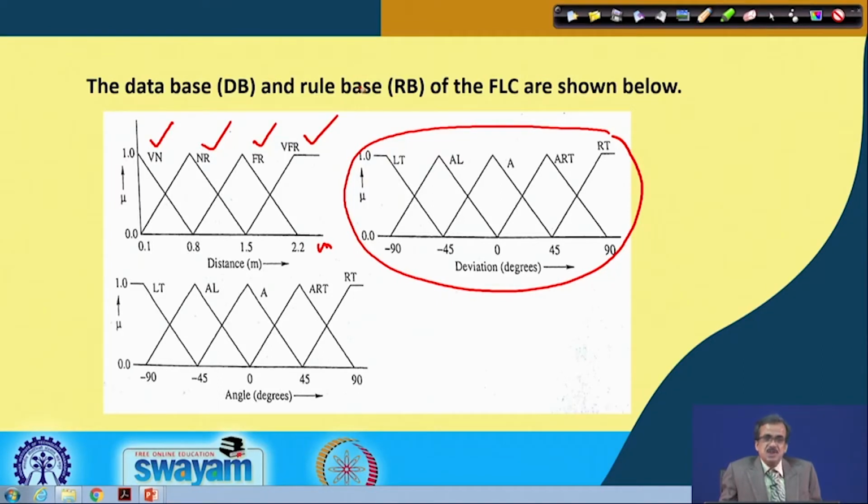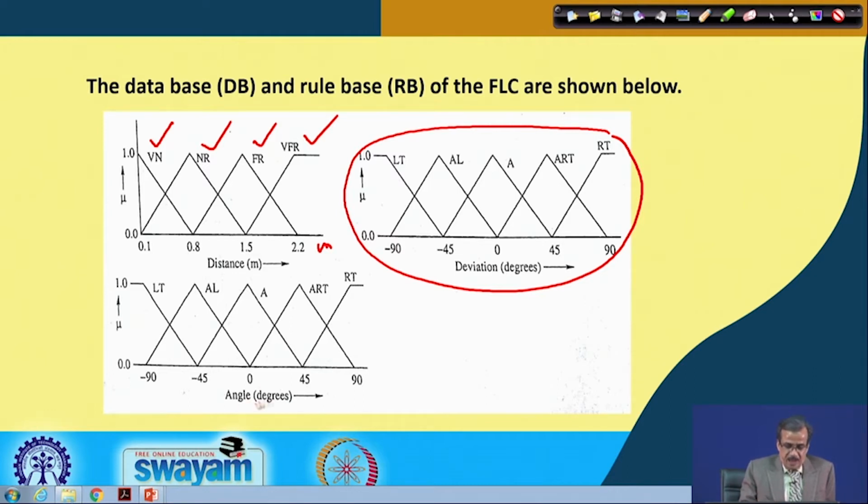Now, I could have considered some sort of nonlinear distribution also, like Gaussian, but here for simplicity we have considered the triangular membership function distribution, and you can see that there is overlapping. For example, between near distance and far distance there will be some overlapping, and that is according to the definition of the fuzzy sets.